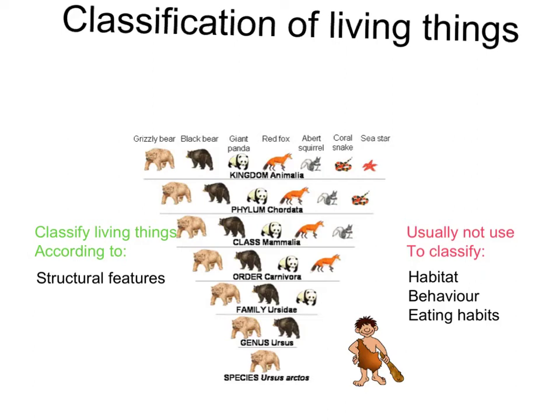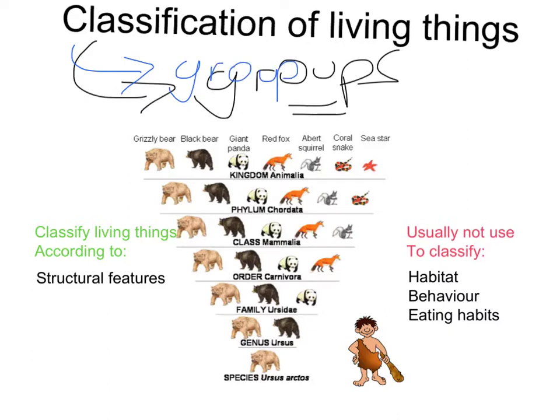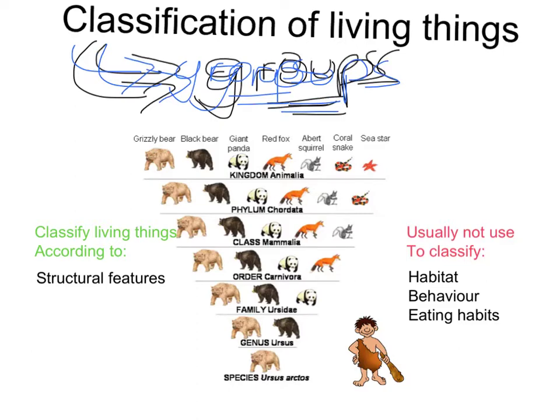What we're going to do in this video is talk about classification of living things. So what does classification actually mean? Classification is just a different word for grouping things. In this case, we're putting living things into different types of groups. Now we do that depending on what kind of features they have.